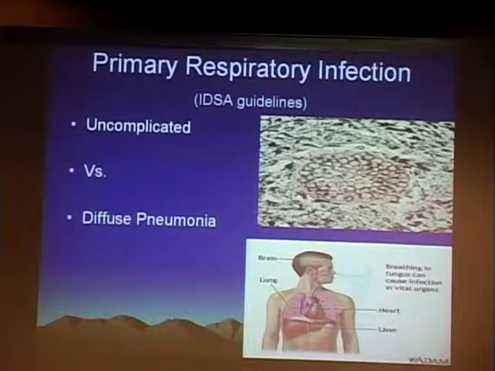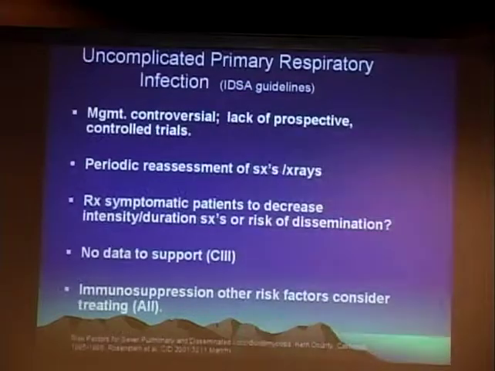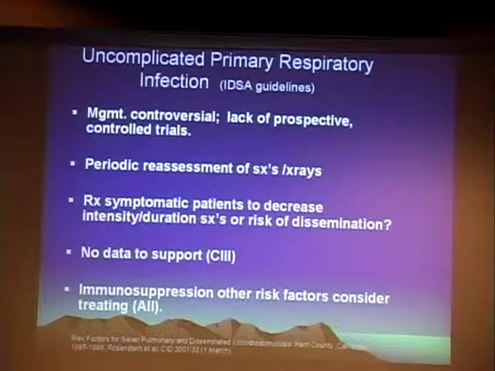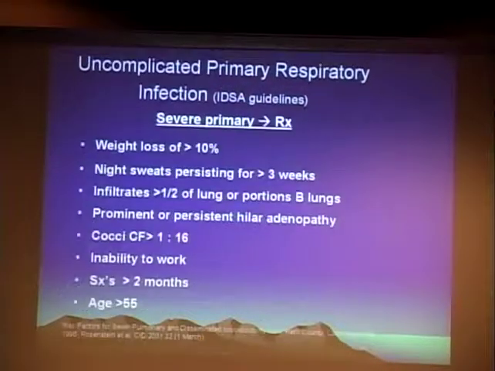Uncomplicated versus diffuse is the basic differentiation. This is what a spherule looks like in tissue. This is how you might inhale it. And again, the process, as I mentioned. The management is controversial. There's no data supporting it, but the immunosuppressive factors are considered.